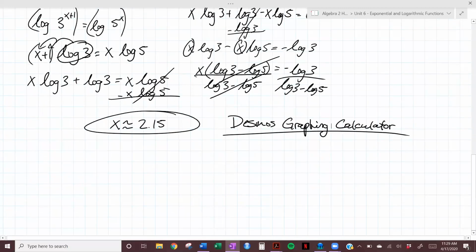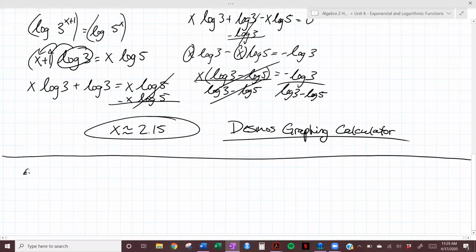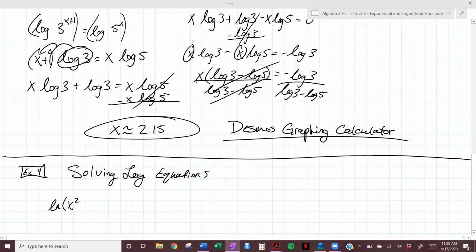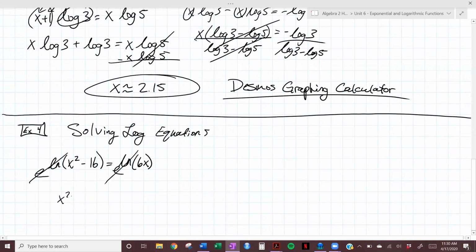One more. So that was example 3. Yep, this is example 4: solving log equations. So we have the equation, the natural log of x squared minus 16 equals the natural log of 6x. In this situation, since we have the natural logs, we need to do e to the natural log, so those cancel. So this becomes x squared minus 16 equals 6x.